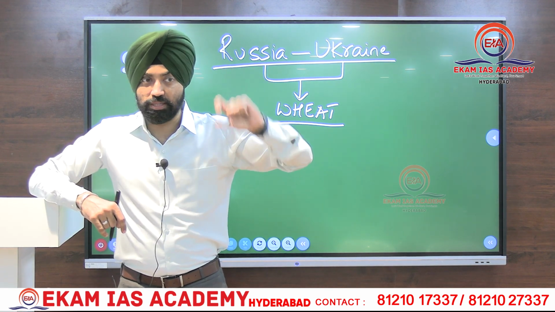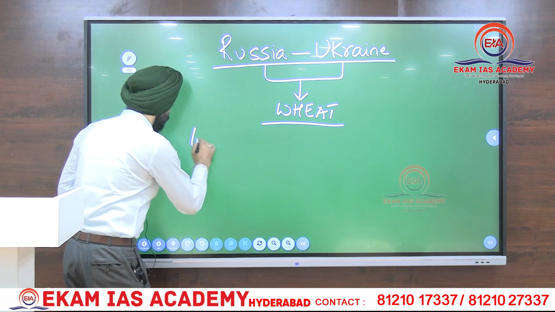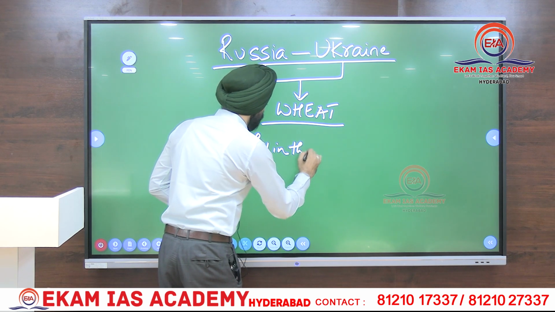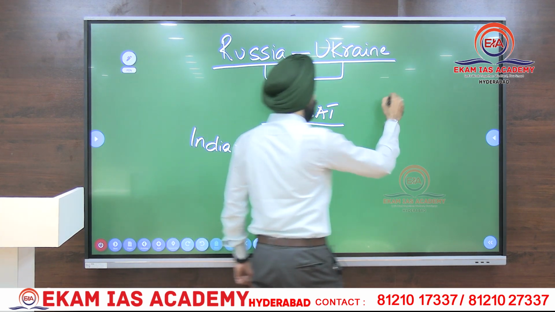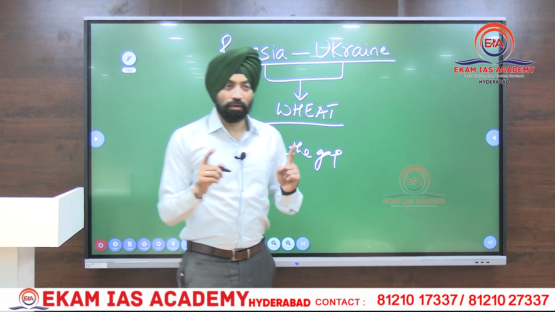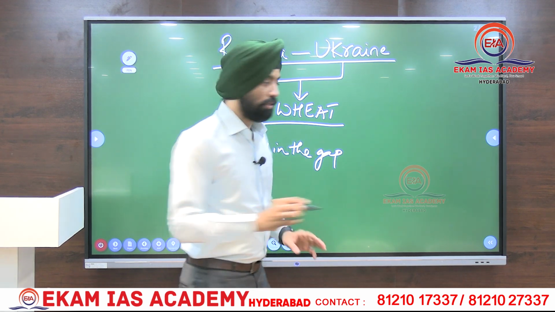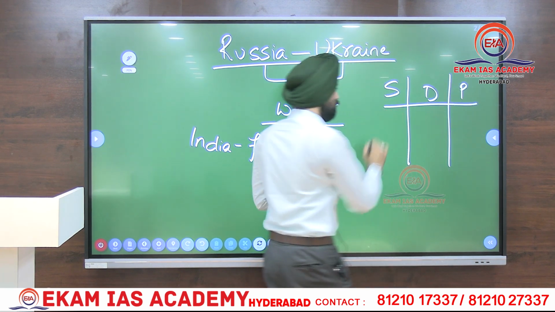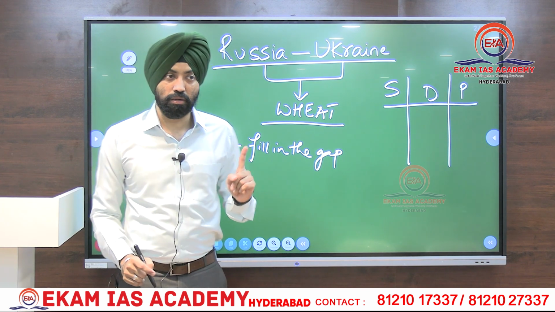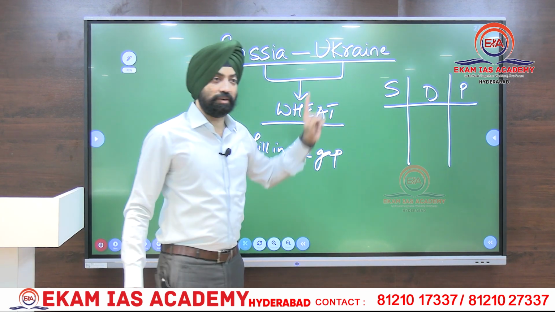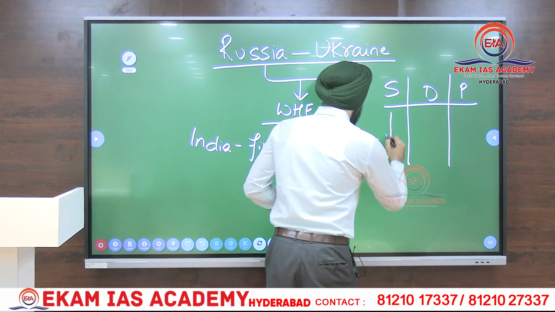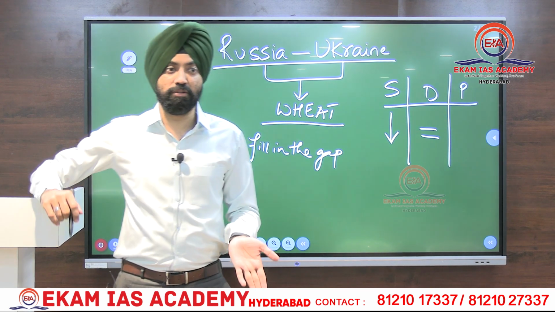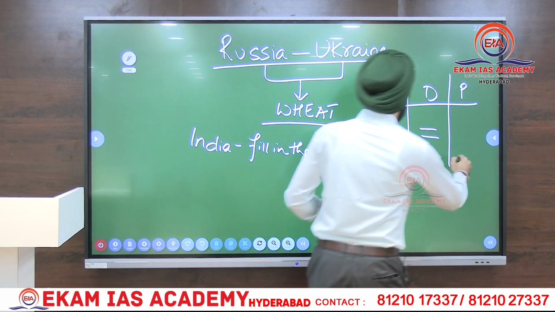So now, seeing this as an opportunity, India wanted to fill in the gap. What is this gap? We spoke, no? There are three determinants in the market: supply, demand and price. Because of the war, what got affected? The supply got affected. The demand probably remained the same, but the supply got affected. What will happen to the price? The price will shoot up.